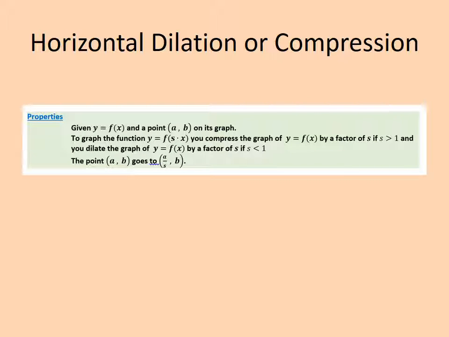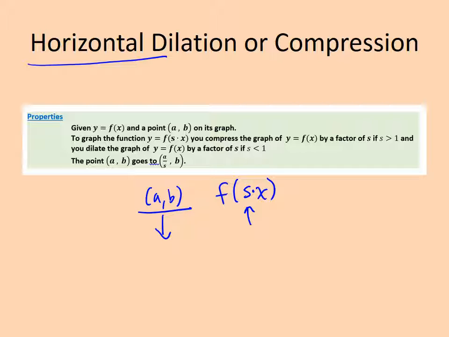Once again, we're talking about things horizontal. And when we talk about things horizontal, anything inside our function, we do the exact opposite of what's there. So if you have the point A comma B, and with the function, you're going to do s times x. That means inside the function, you're multiplying by s. What does that mean to your actual point? Well, you're going to take that A coordinate, and because it's multiplication on the inside, you're going to divide it by s when you actually perform the operation. And that division by s is going to compress by a factor of s.